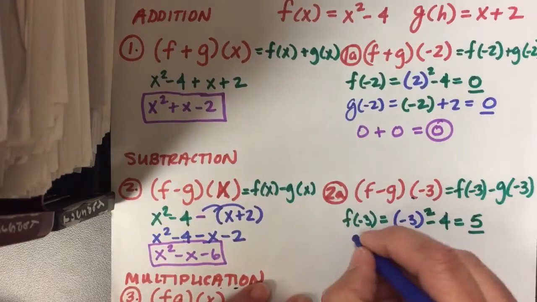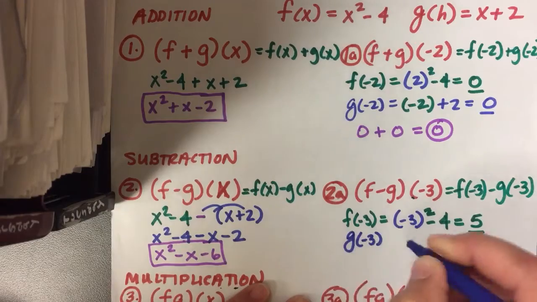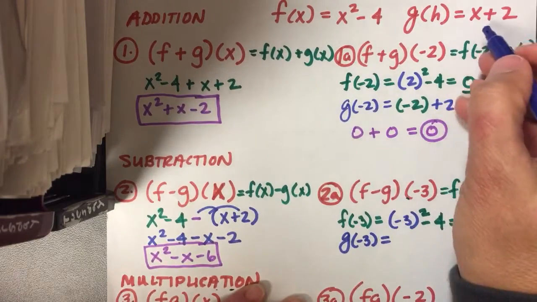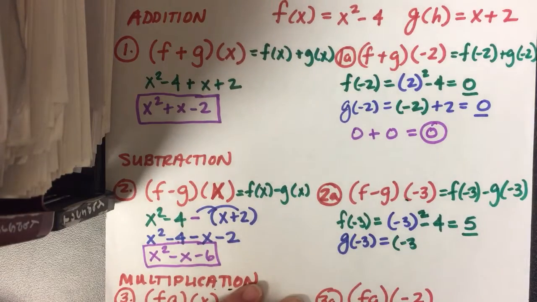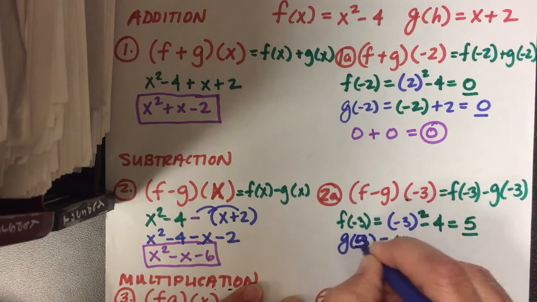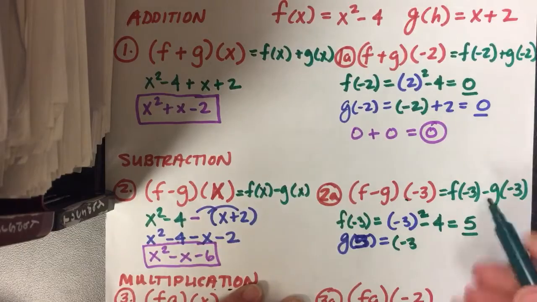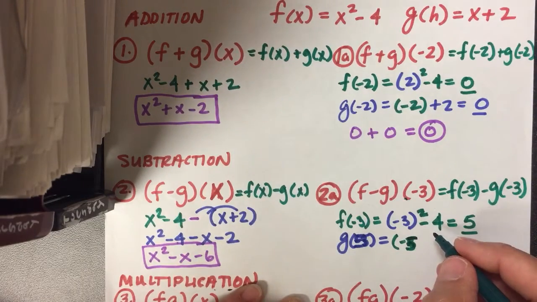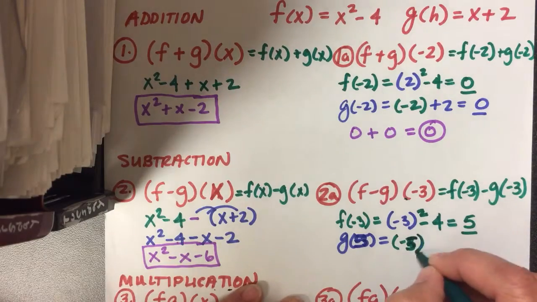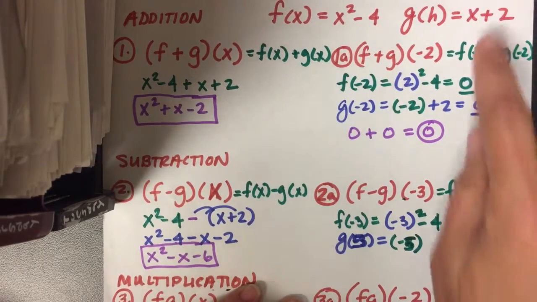Now let's do g of negative 3. G of x is x plus 2, so I'm going to plug in, oh sorry, not negative 3, my bad, my mistake. You plug in 5, because that was your output. My bad. So you plug in 5, so that's negative 5 plus 2.